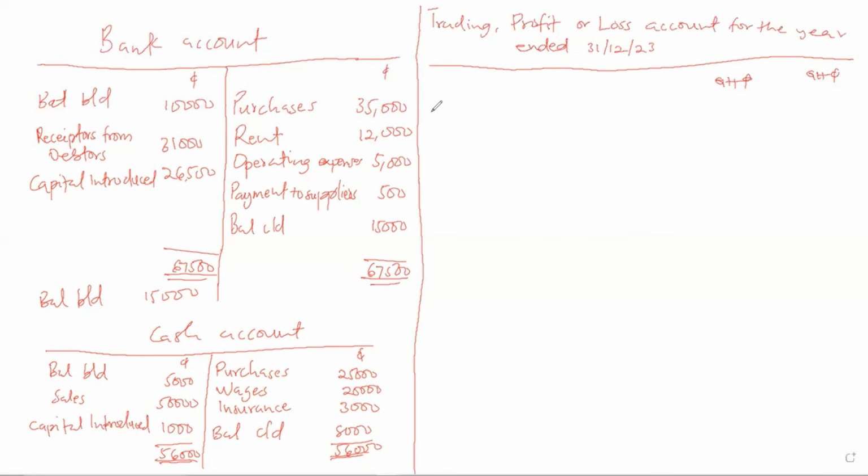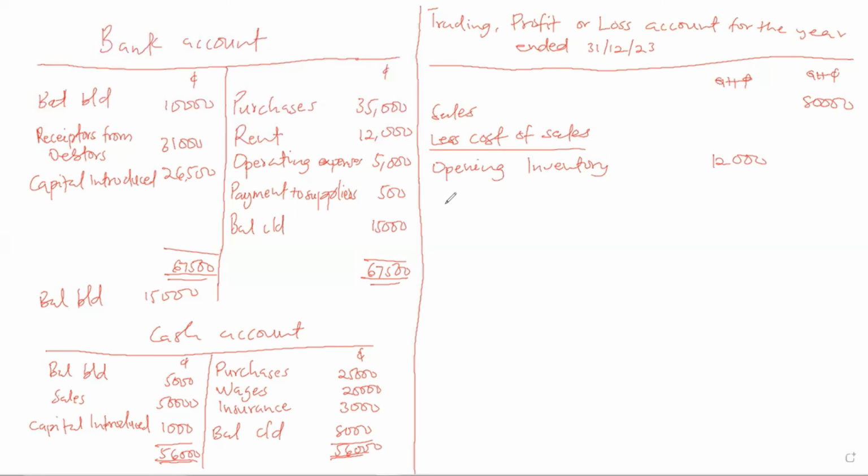So we always start with our sales. For our sales, we add both the cash sales, which is 50,000, and the credit sales, which is 30,000, to get 80,000. Then we don't have any less, so we less cost of sales. With the cost of sales, we start with our opening inventory, and our opening inventory is 12,000.